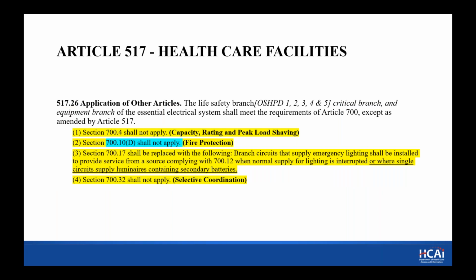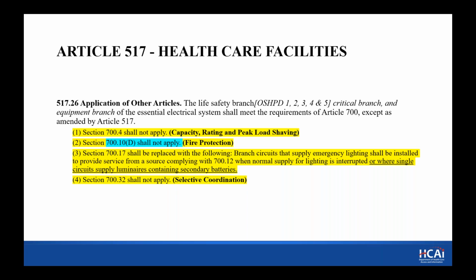Now this is potentially significant. 517.26 talks about application of other articles, and it identifies that the healthcare installations will need to comply with the requirements of Article 700 except as amended. So right here, 700.4, which talks about the capacity of the emergency system, is not required. We have a requirement in 517 on how to size the emergency source.